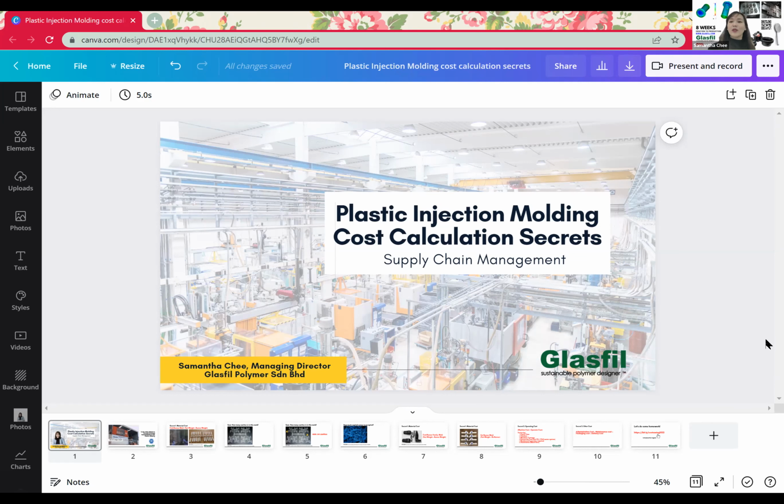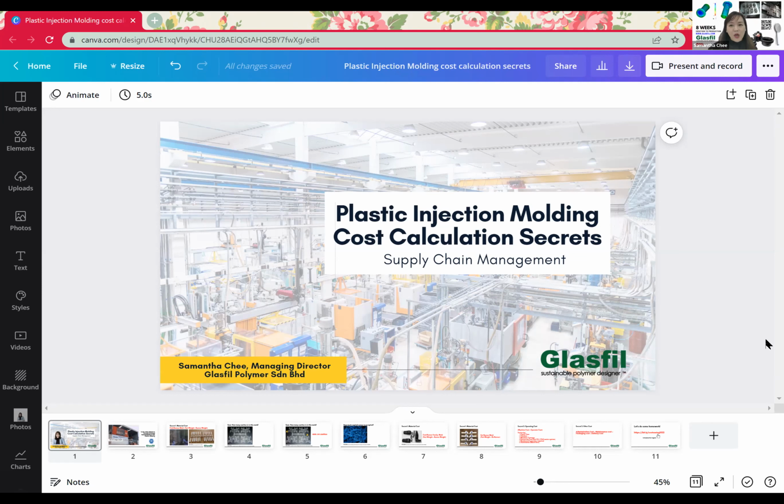All right, but today our topic is still about plastic injection molding cost calculation secrets. It's specifically for those people in purchasing departments or supply chain management. You may want to think about it if you're moving your mold from one country to another, or trying to source new suppliers for cost down. I'll roughly share with you how cost is calculated in plastic.